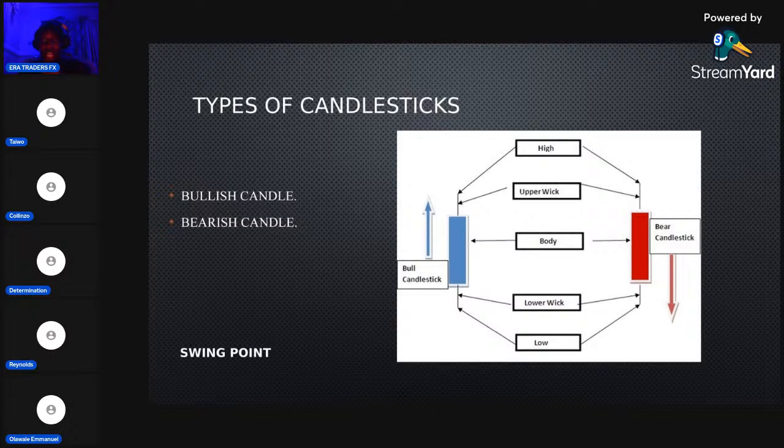The apps you need: MetaTrader 5, SNES Broker, which you need to create with my link, and also TradingView. So basically, those are the things you need.